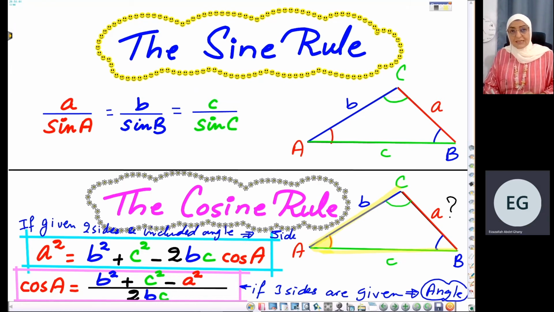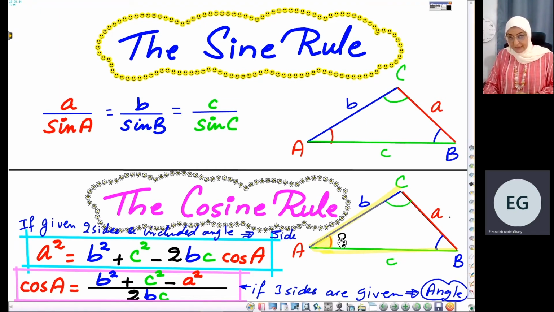Remember, after you finish, you just click square root to find the side A, which is unknown. This is a case. The other case, if 3 sides are given and we need to find an angle, the title or subject of the formula will be cosine this angle. Remember, it's the cosine rule. Don't use the function sine. Okay? It is the cosine rule. It should include the function cosine.